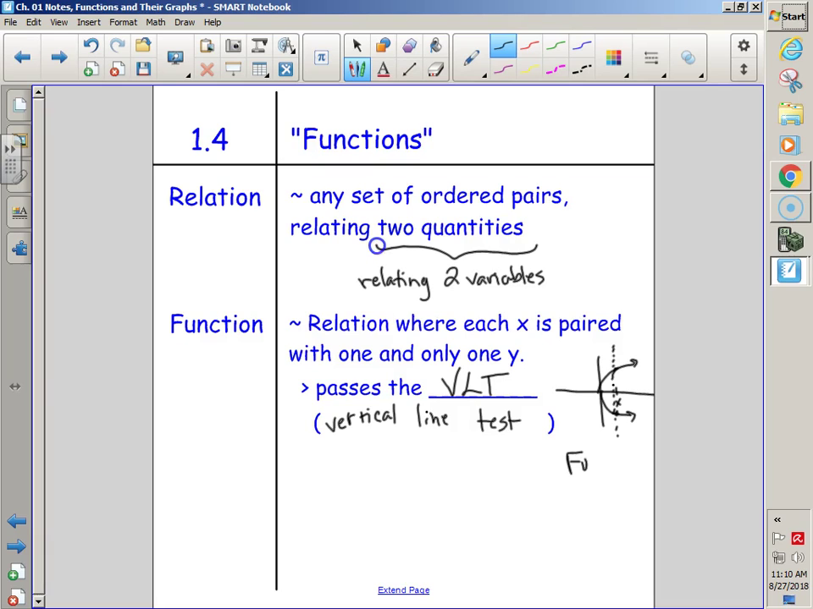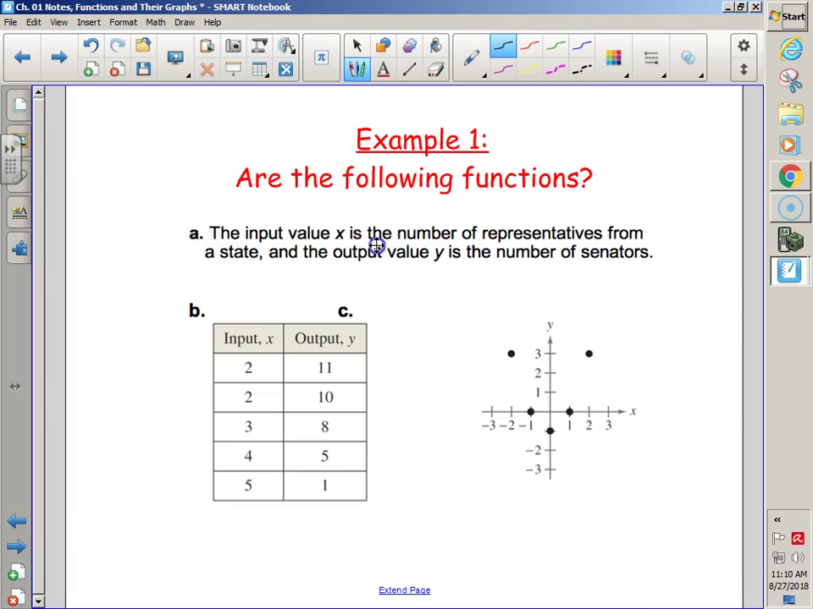Is this a function? No. But is it a relation? Yeah. So relation is the general term, function is the specific. To be a function, each x has to be paired with one and only one y. I can explain that in a little bit more depth once we get to word problems. For right now, we'll just say it's true. Okay? So looking at these three examples, letter A, you need a little bit of background info, which maybe some of you know and maybe some of you don't.